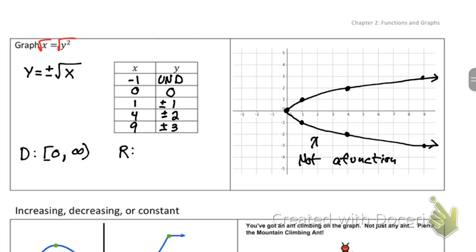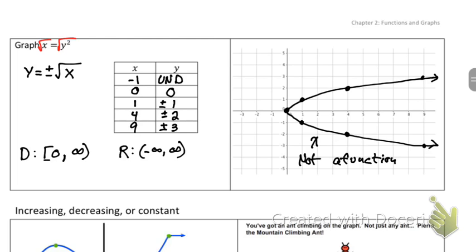Negative infinity to positive infinity. It's going to keep going down forever, even though it kind of looks like it does off. If I throw in a giant billion, our answer will be a giant number and a negative giant number as well.